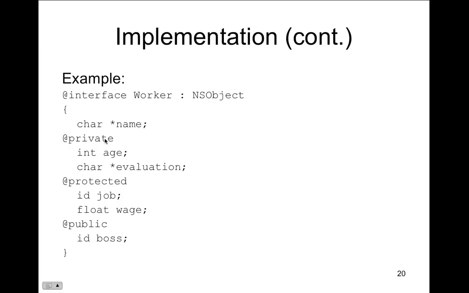So @private, the two variables that we're going to have are integer age and evaluation. And then the @protected, and it's actually done the same. The access methods actually mean the same thing as they do in C++, which is good. It's consistent. @protected id job, float wage, @public id boss. And you see the id is an object reference. So we have that. It's a data type, so you have to get used to that object reference data type as well. It's a generic object reference type.